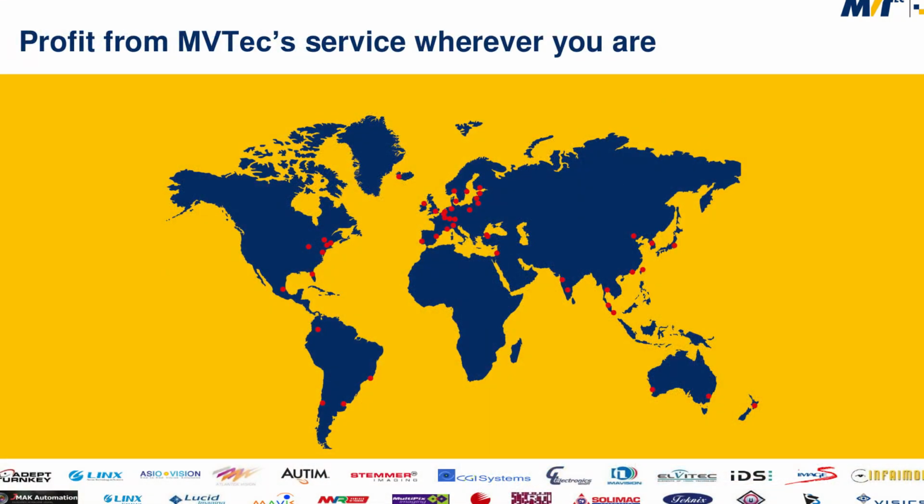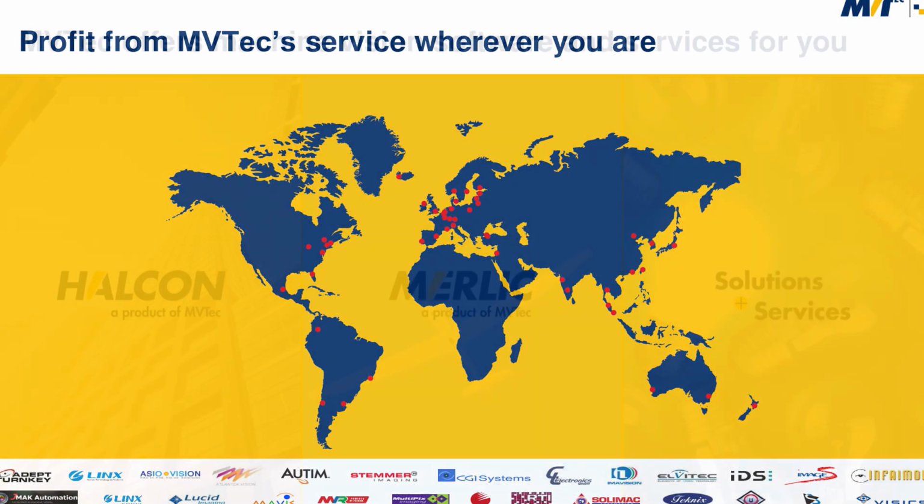Here you can see the red dots are the distributors around the world. The main advantage for you is that you have a partner directly close to you. This means you have a short reaction time, and he's speaking your language. So I think it's the best way to work together. Our distributors are well trained in our products and can also give you trainings.